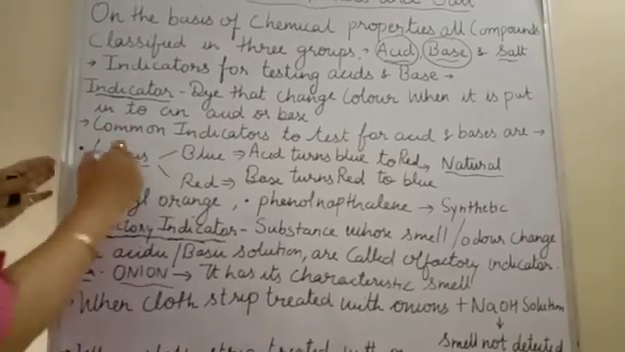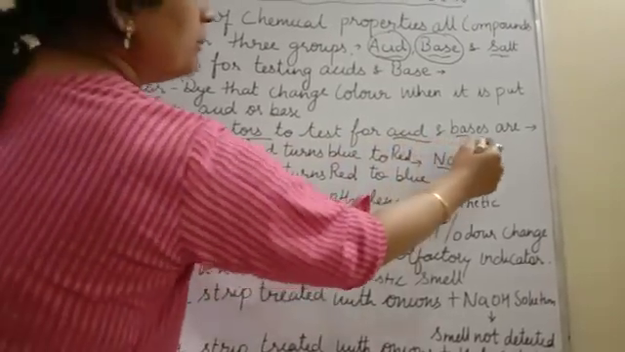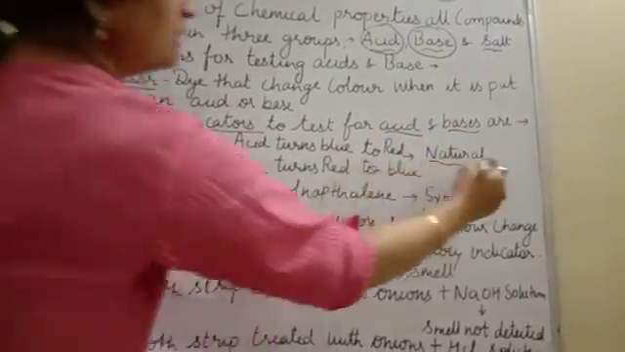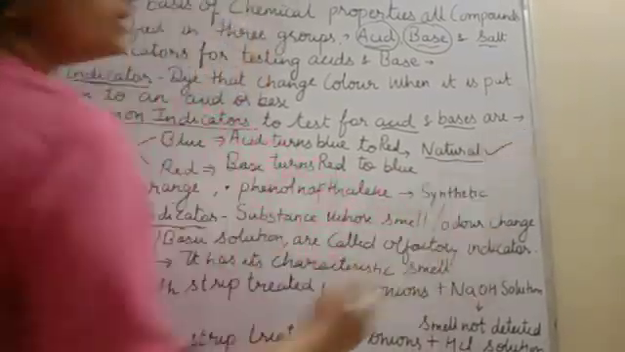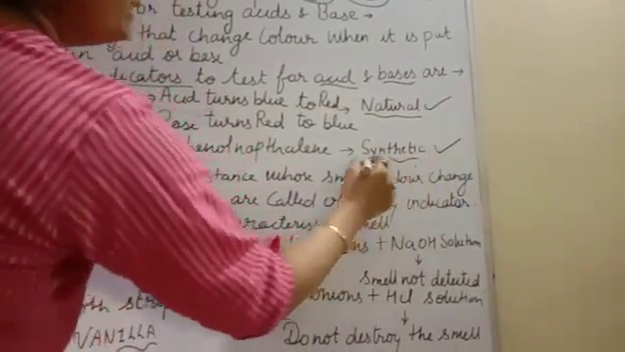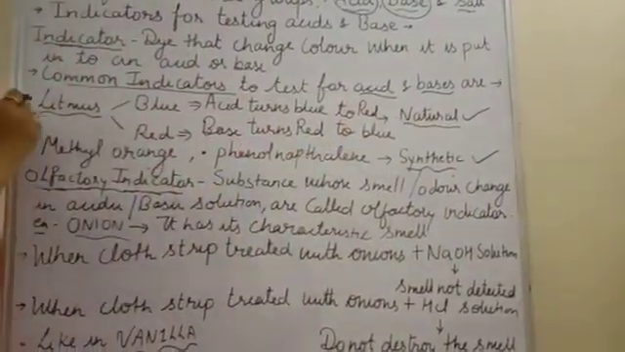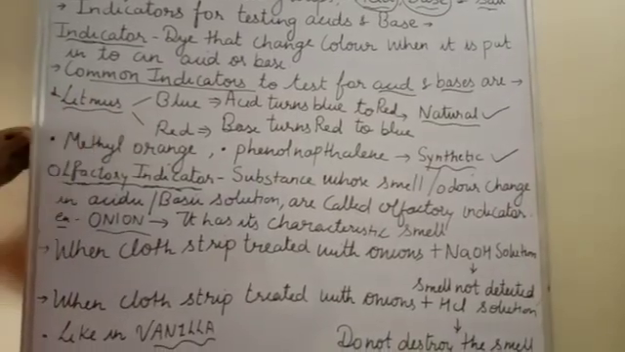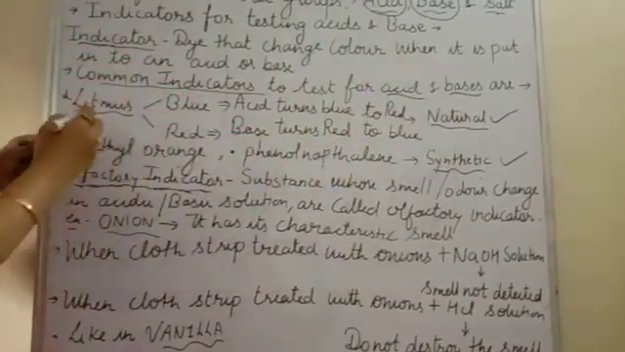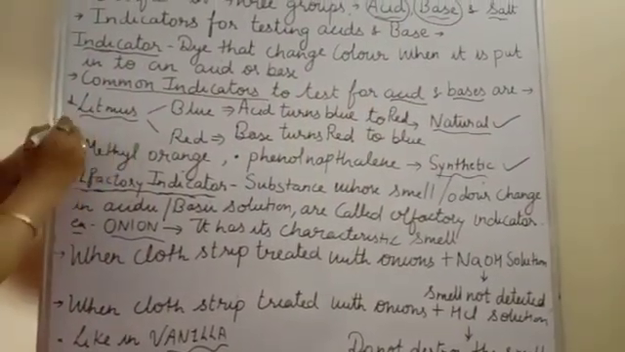Common indicators we need to test for acid and base. Two types of common indicators are there. First is natural indicators and second are synthetic indicators. In natural indicators, first is litmus. Litmus is a natural indicator and litmus is made up of lichen.